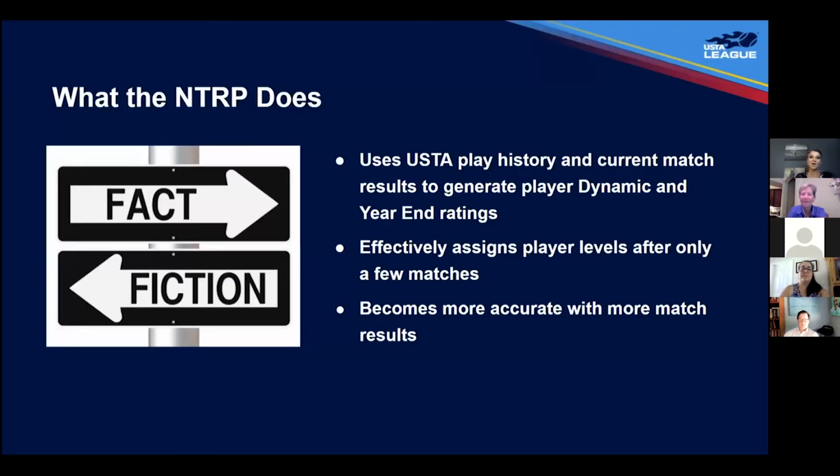So what the NTRP does, it uses your USTA play history and your current match results to generate player dynamic and year-end ratings. It effectively assigns player levels after only a few matches. That's something very unique about NTRP, it's specially architected to use that information in just a few match results to get a player at their general level. Other tennis rating systems work a little bit differently. So that's something really special about NTRP.